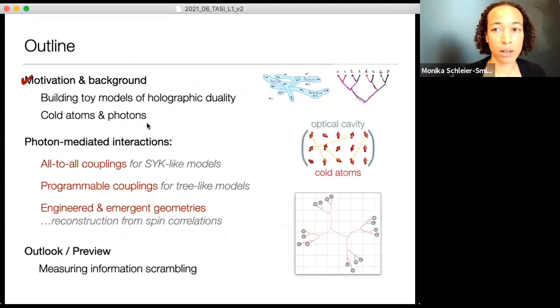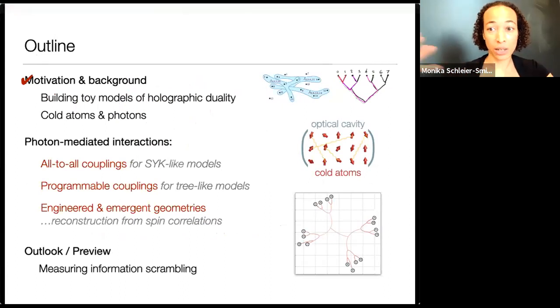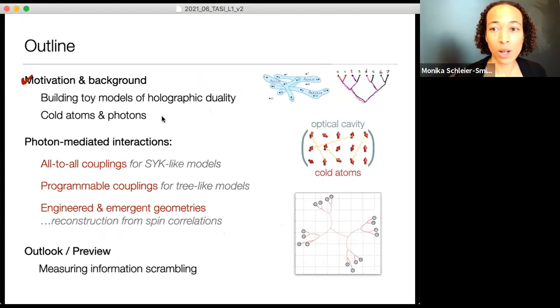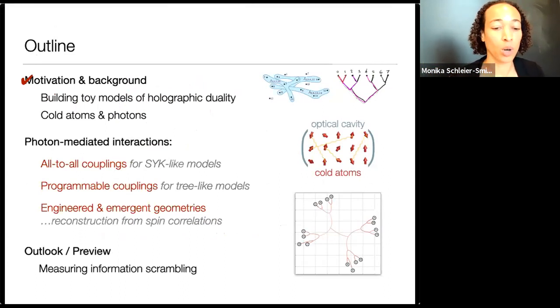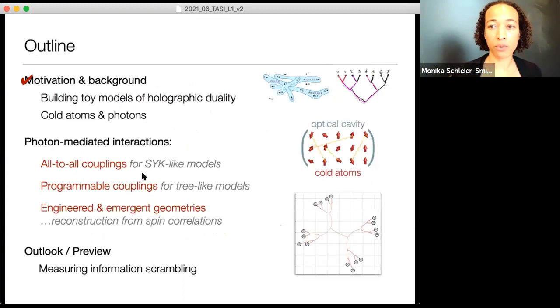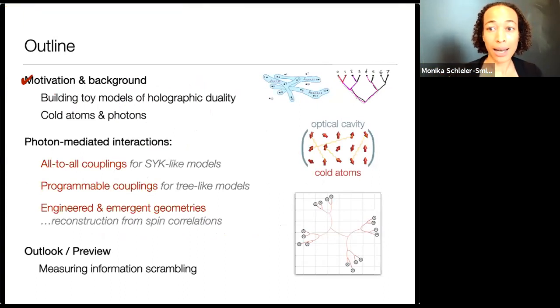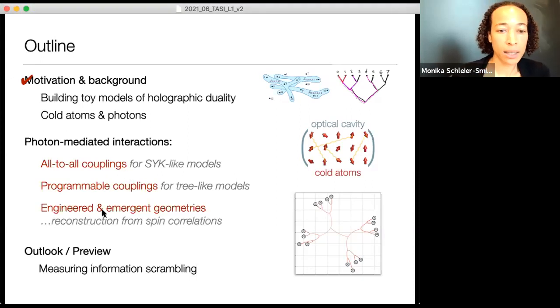Okay, so I gave you a little bit of motivation and background. And now I'm going to say a little bit more about how one actually engineers these, first of all, any atom can talk to any other, these weird non-local interactions, but then also how one can start to program the structure of the interactions to realize things inspired by this tree graph I showed you, which I'll say more about later, and how this gives rise to some new geometries that are distinct from the physical geometry of atoms in the lab, and even some concept of an emergent geometry that we can probe. Okay, so that's where we're headed.